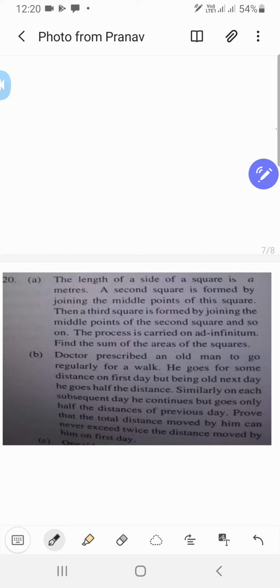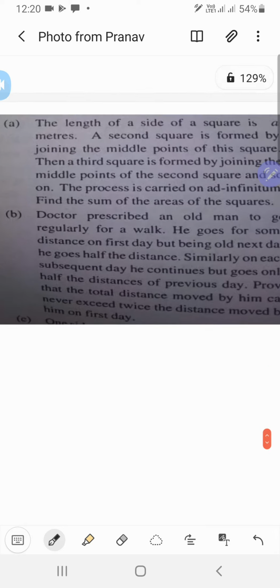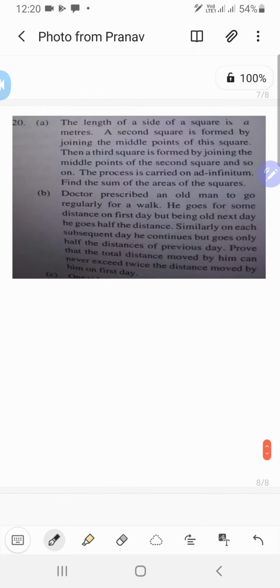Okay, so the next question: the length of a side of the square is a meters. Suppose you've got a square with side a meters. A second square is formed by joining the midpoints of the square. So these are the midpoints, we just join them. One thing to notice about this square is that its side length is going to be this length squared plus this length squared, and then the root of that, because of Pythagoras theorem.